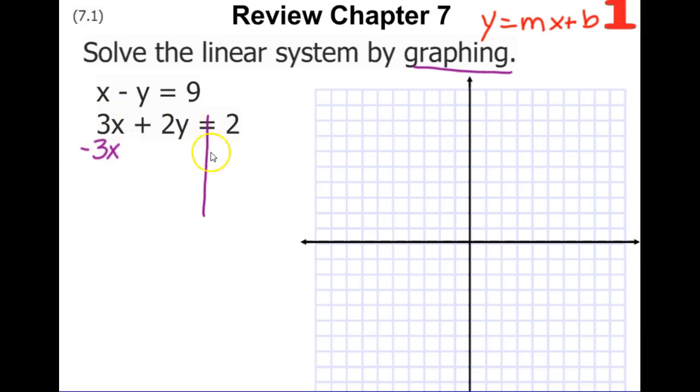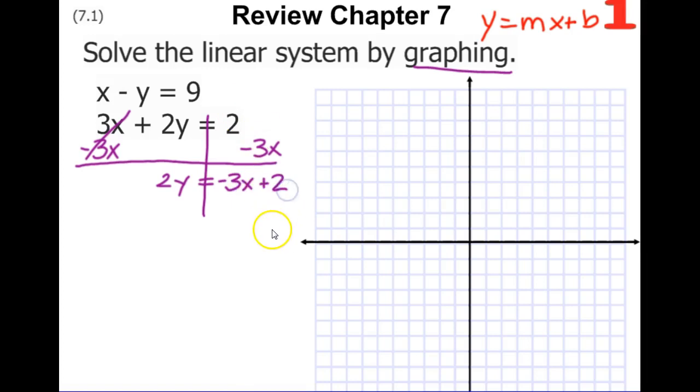The opposite of adding 3x would be subtracting 3x. So those eliminate. And I have 2y equal to negative 3x plus 2. And then we need to get rid of the 2, so divide everything by 2 because they're multiplied, they're touching. And so we will get 2 over 2, which is just 1y, or just y. 3 divided by 2 we can't simplify, so leave it as 3 over 2x. And then plus 2 divided by 2, which is 1.